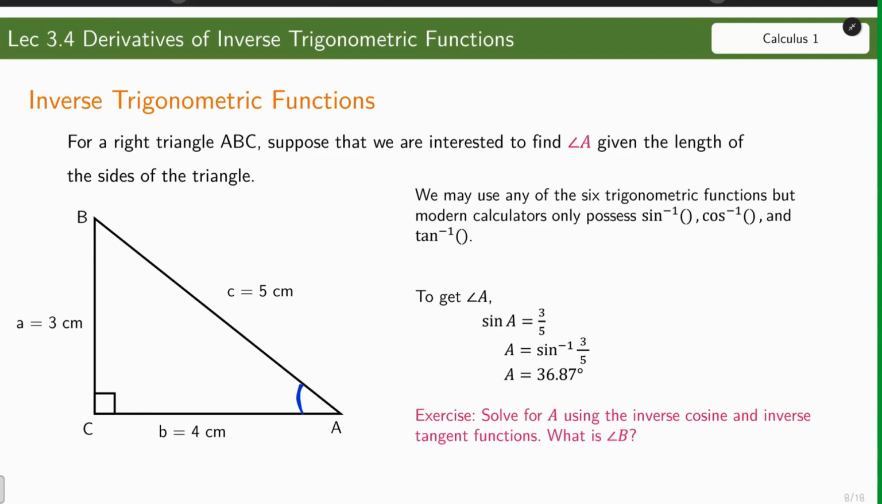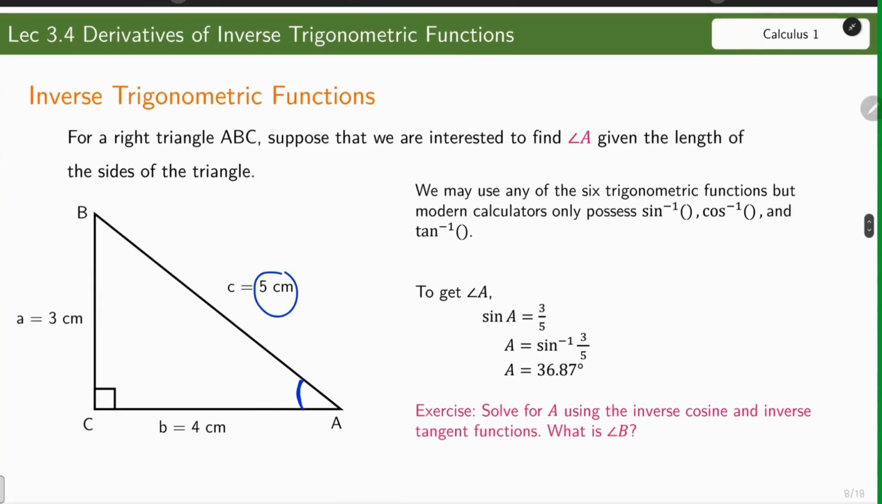Now, how will we get angle A? We may use any function because we have here 3 sides. You may use tangent, cosine, but for this example, let's use sine A. Sine A is equal to 3 over 5. So that is opposite over hypotenuse.